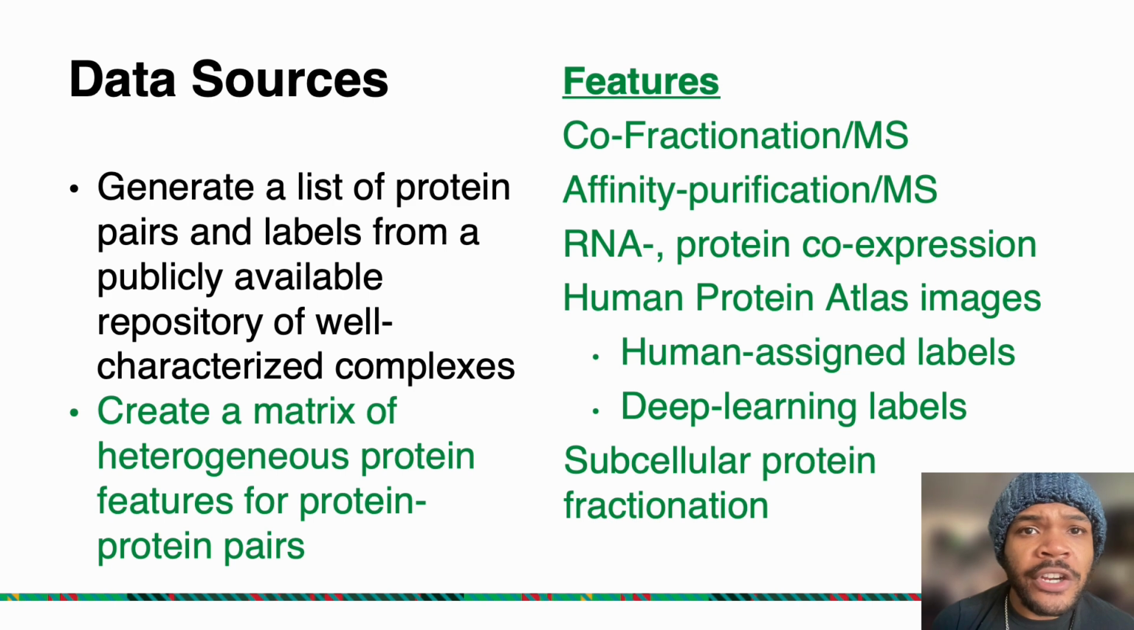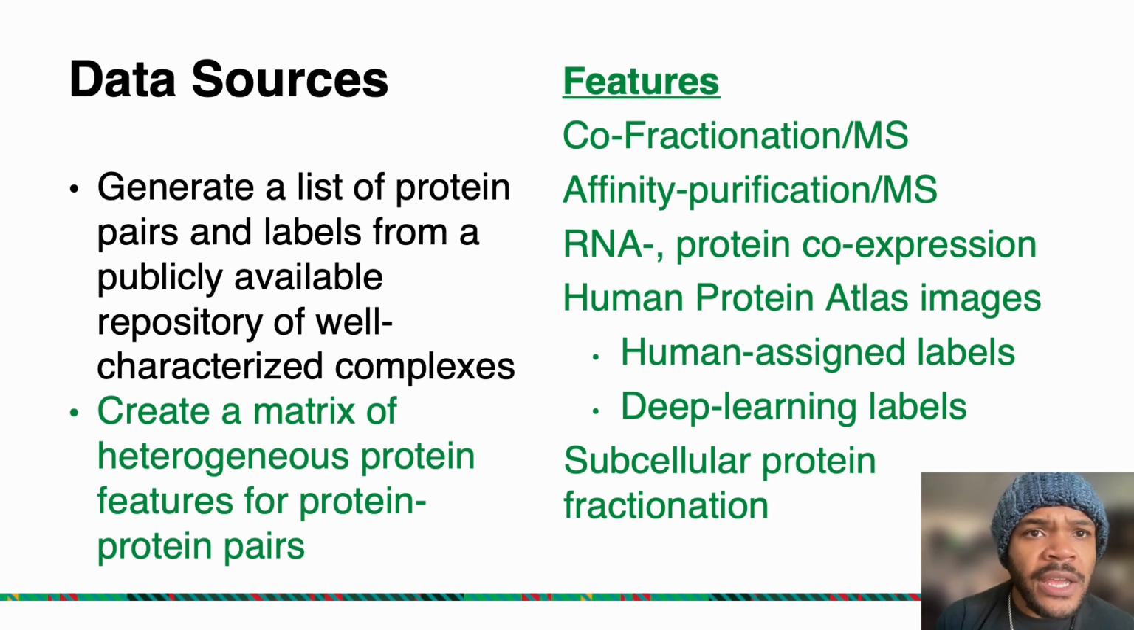Starting from the well-characterized complexes in the public repository, Quorum, we generated a list of pairs from every protein across all complexes. Then we assign labels, interacting or non-interacting, based on whether they were co-occurring in any complex. Our goal was to predict whether a pair interacted using a combination of heterogeneous complementary features.